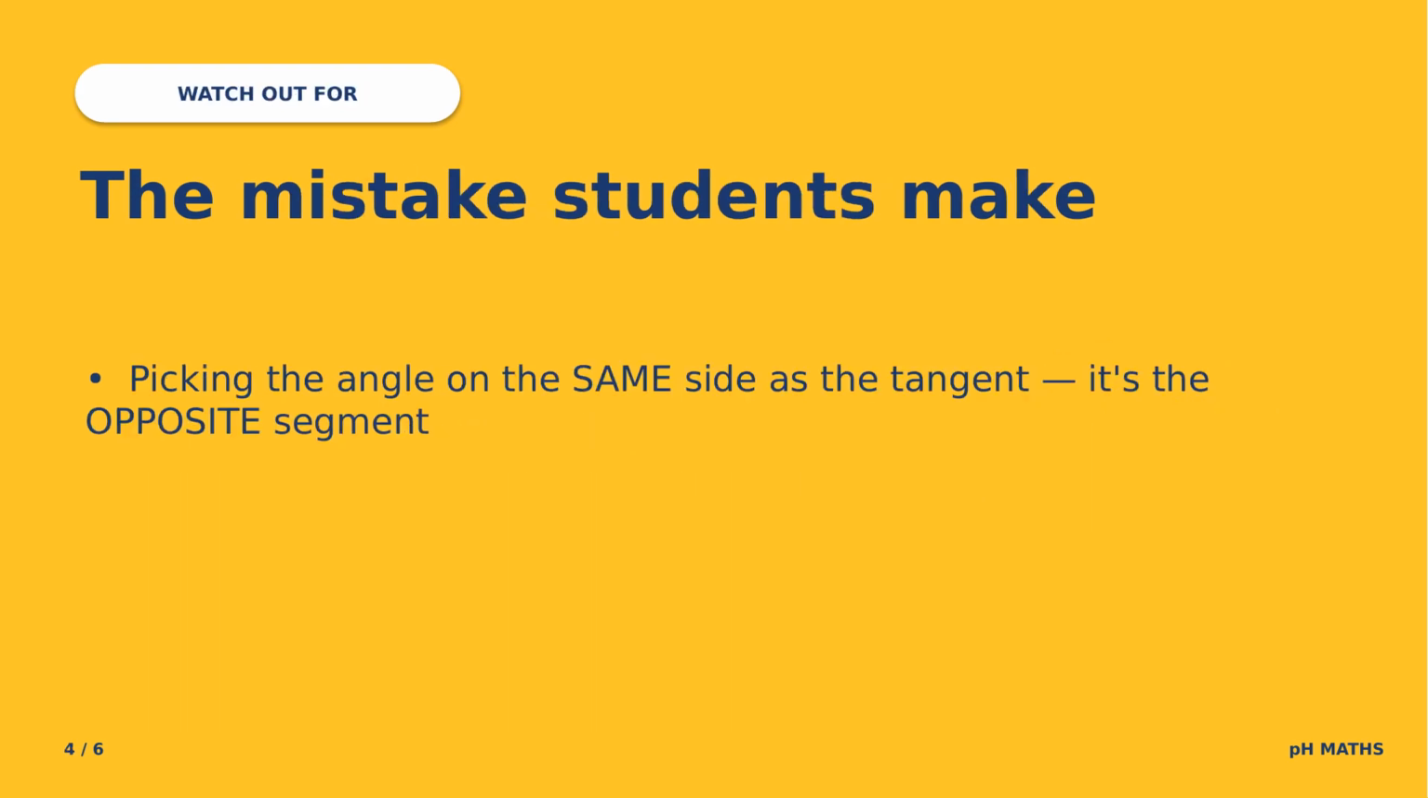Watch out. Pick the angle on the opposite side of the chord, not the same side. The alternate in the theorem name refers to the opposite segment. If you pick the same side, you've got the wrong angle. Always identify the chord first, then go to the far side of it.